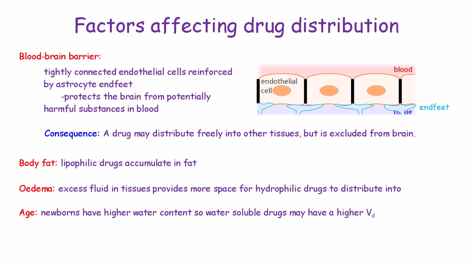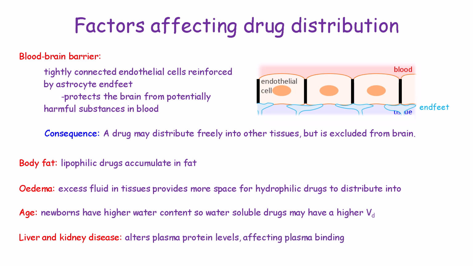The liver is the main producer of plasma proteins, and the kidney is important for retaining them. So, liver and kidney disease can alter plasma protein levels and affect the amount of drug that is bound by plasma proteins.